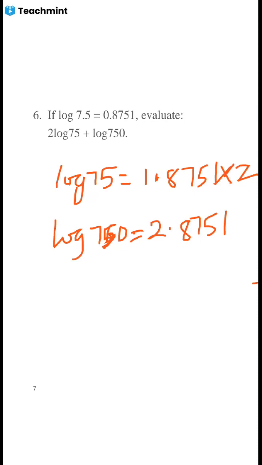So let's do that. Let me bring out the calculator. So we have 1.8751 times 2 plus 2.8751. So we have 6.6253. And that's our answer.